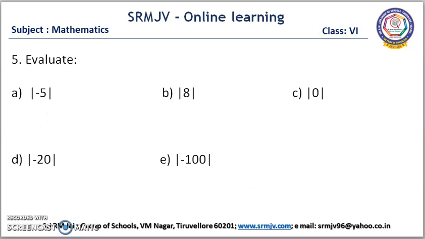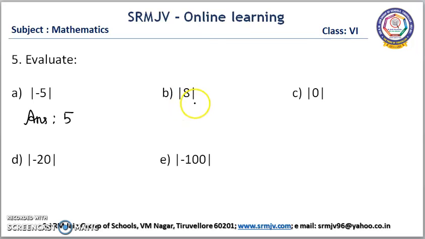The next question is evaluate. Modulus of minus 5. The symbol modulus means the absolute value. We have to find the absolute value of the given integer. The absolute value of a number is its distance from 0 without considering the direction. Absolute value can never be negative. So, the absolute value of minus 5 is 5, a positive number 5.